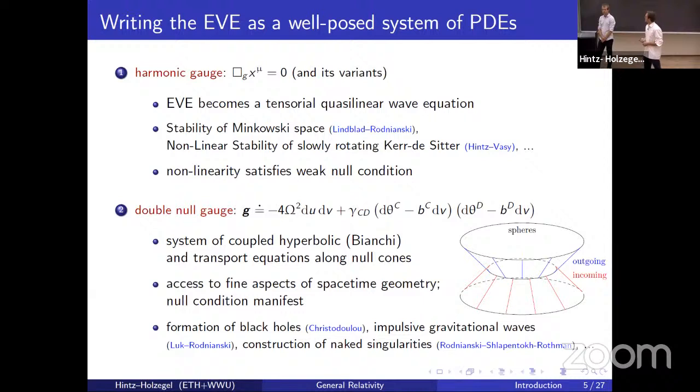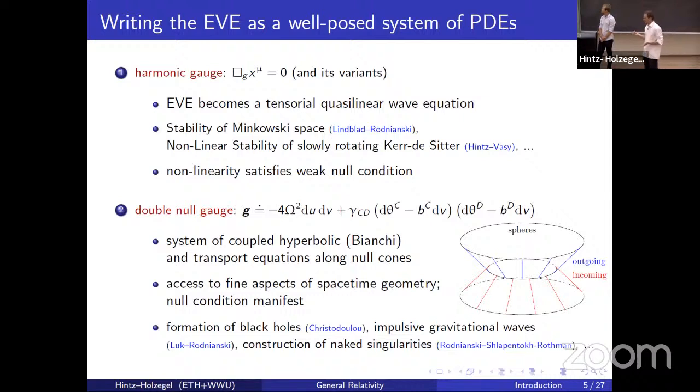And the second way to write the Einstein equations that I want to introduce is the so-called double null gauge, where the idea is that you foliate space-time by ingoing and outgoing null hypersurfaces intersecting in space-like two-surfaces, typically spheres, as shown in the picture. Then you write down a system relating the intrinsic and extrinsic geometries, and you obtain a system of transport equations for the connection coefficients along the cones, which is coupled to a hyperbolic system of equations for the curvature following from the Bianchi equations. So there again, you see the wave nature of the Einstein equations.